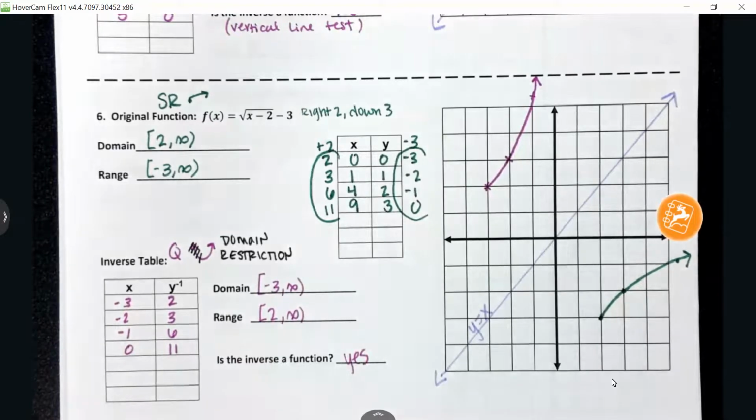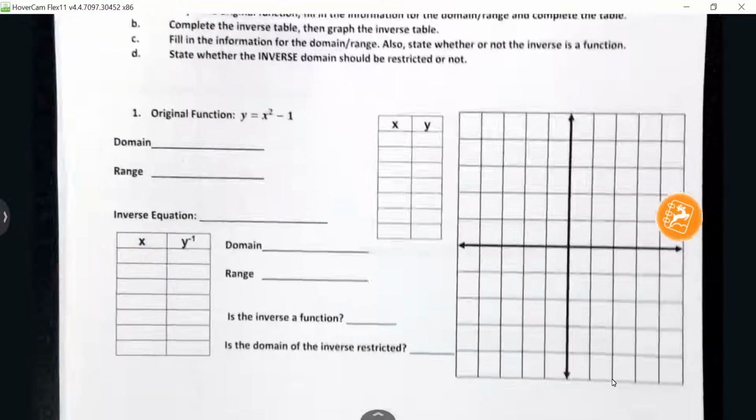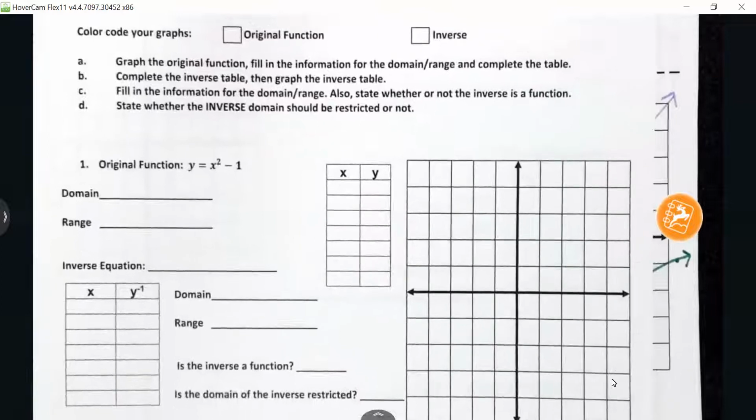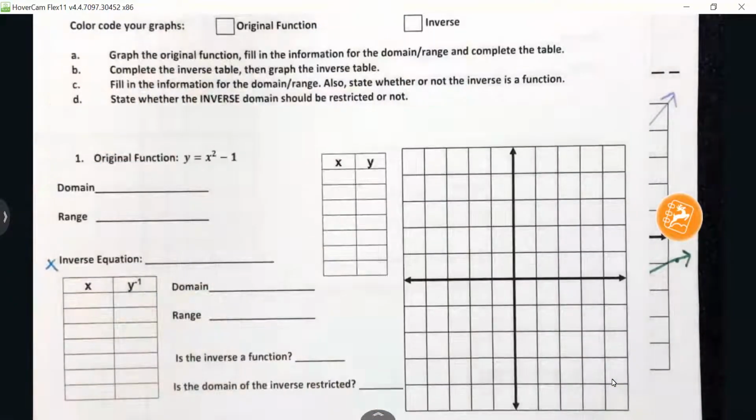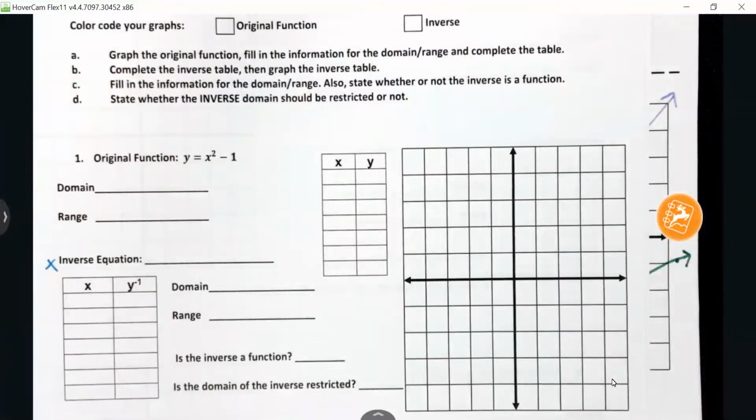My Zoomers, you should be on this page, number 2, when you are finished. The only thing you don't know how to do is the inverse equation. That's the only thing that should be blank.